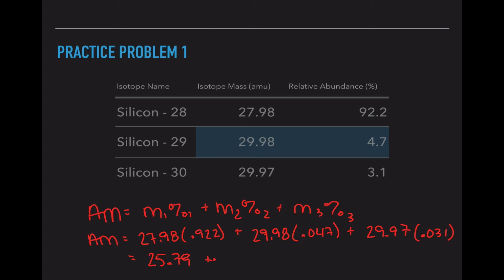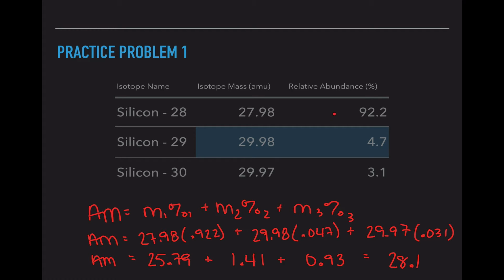Now as we calculate this through, this first value is 25.79. The second value is 1.41. The third value is 0.93. And when we add those up, our average atomic mass is 28.1. And if we look on the periodic table, it's about 28.08, so we round it a little bit.